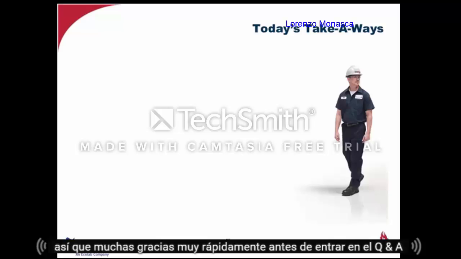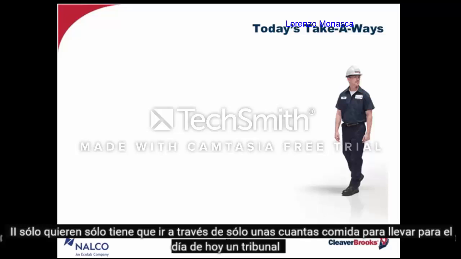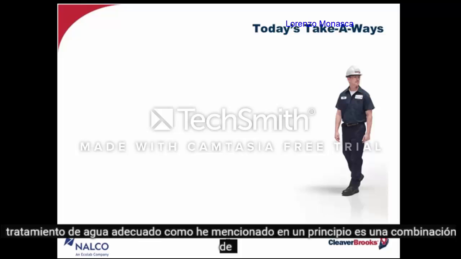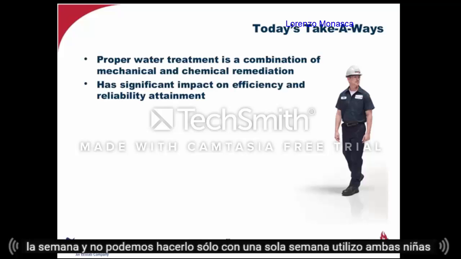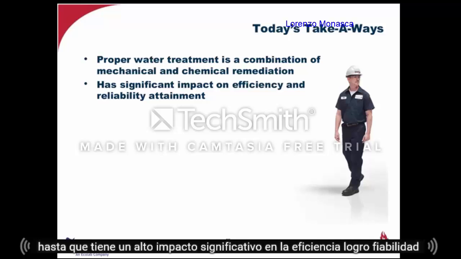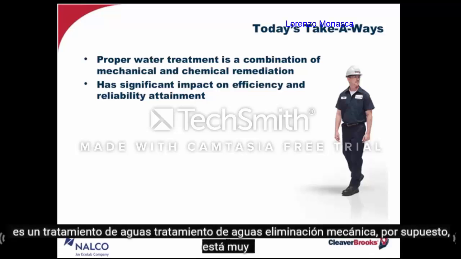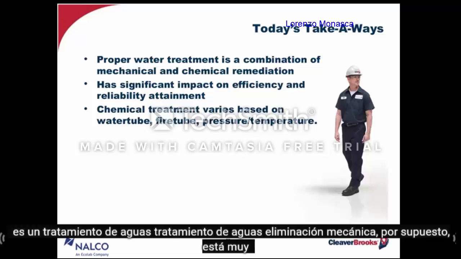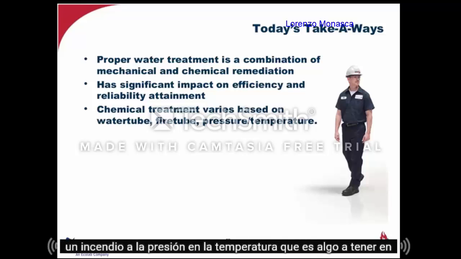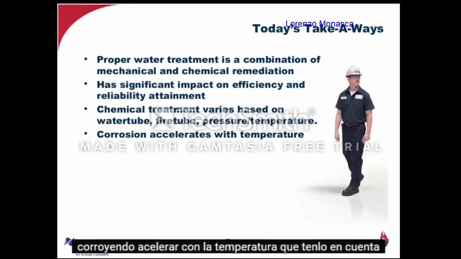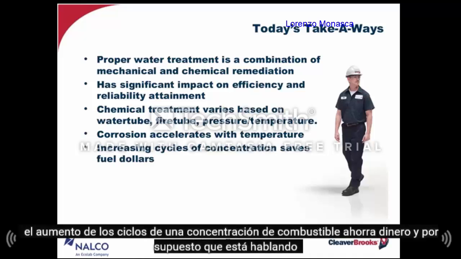And just very quickly before we go into the Q&A, I just wanted to go through a few of the takeaways for today. Of course, proper water treatment, as I mentioned in the very beginning, is a combination of mechanical and chemical. We can't do it just with one. We've got to use both of those. Water treatment and mechanical removal have a significant impact on efficiency and reliability. Chemical treatment varies based on the water tube, a fire tube, the pressure, and the temperature. That's something to keep in mind as well, and Debbie, of course, discussed that with the ASME guidelines. Corrosion accelerates with temperature. Keep that in mind.